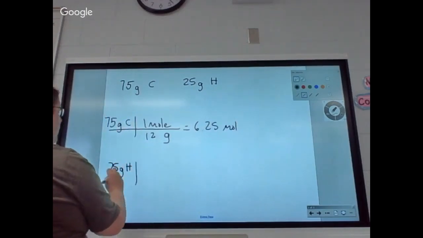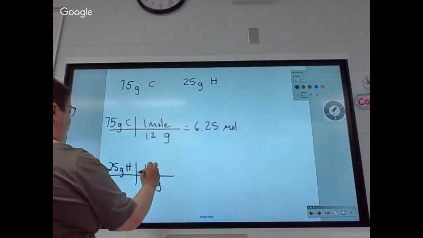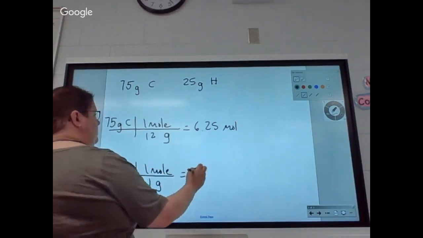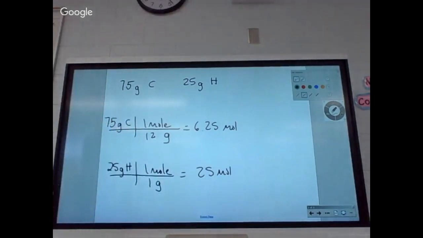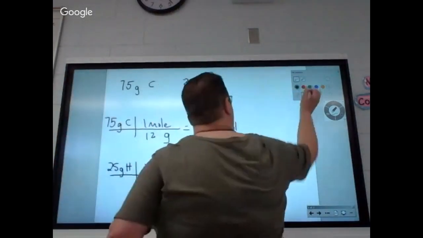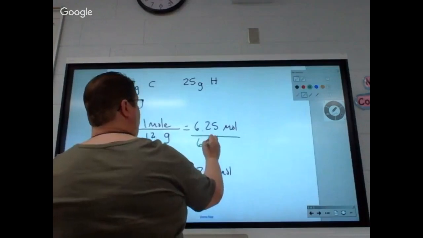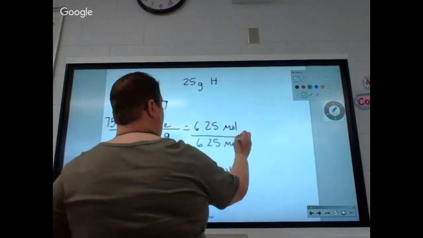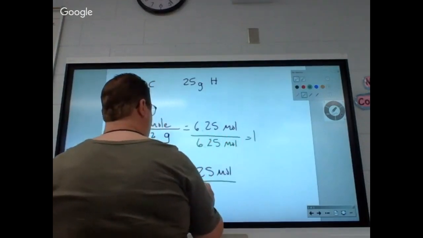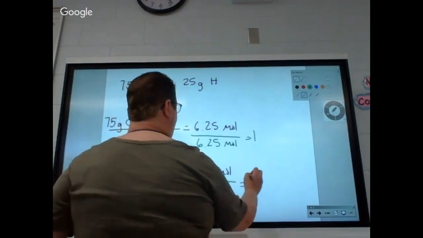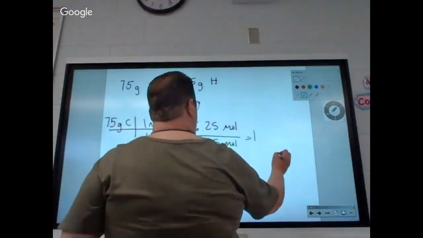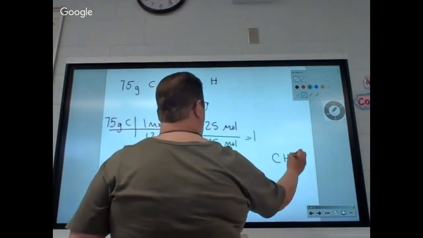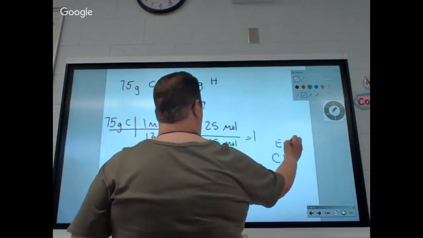And then 25 grams of H. And I'm just going to put 1 gram because I'm lazy. All right. So what do I do with these 2 things? Divide by the smallest number, which would be the 6.25, and we get 1. Divide by 6.25, and we get 4. Now, once you get that, what's the empirical formula? CH4. Now, that's the empirical formula.